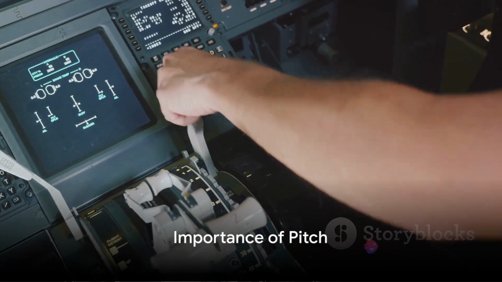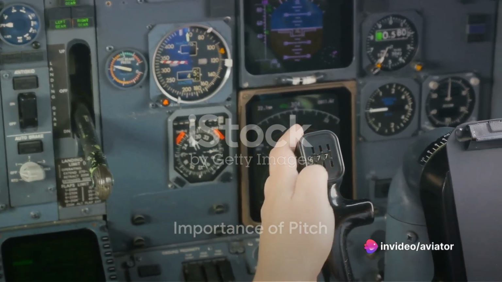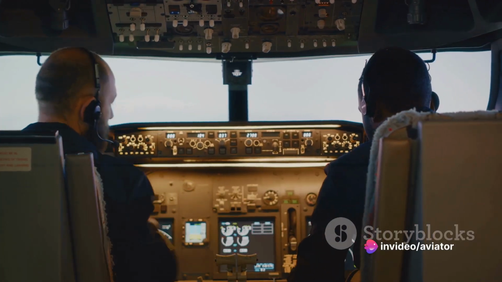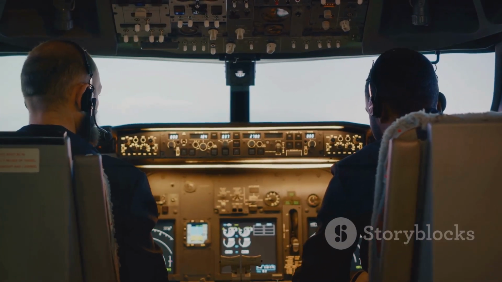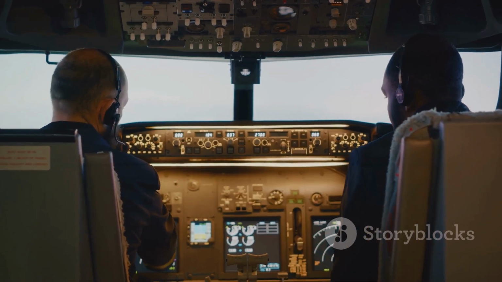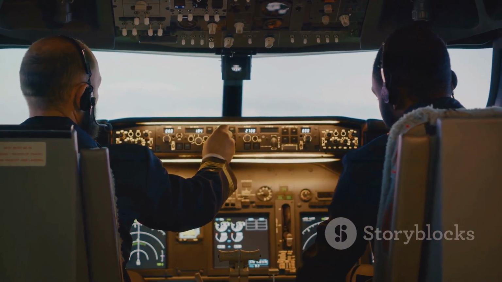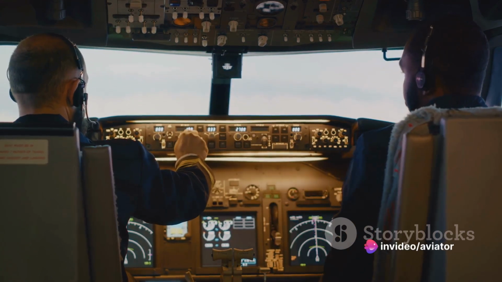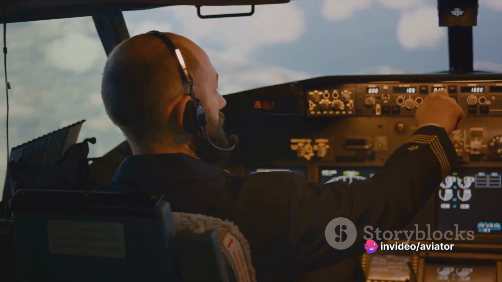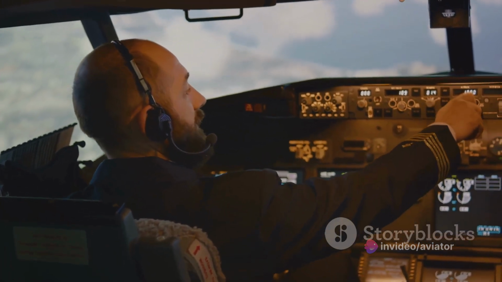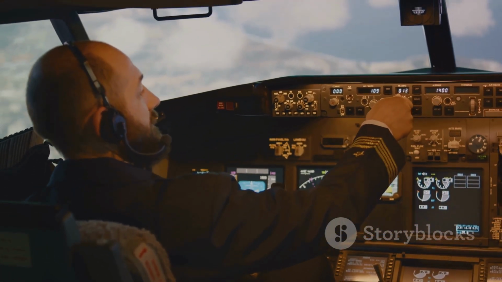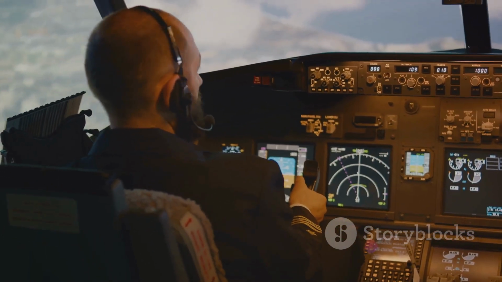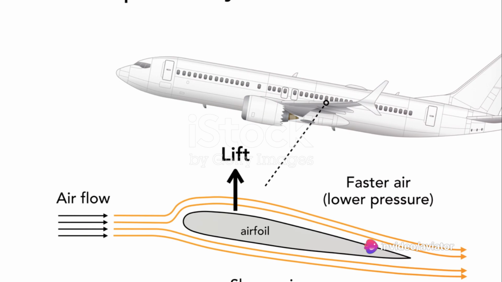But why is pitch so important in aviation, you may wonder? Well, let's dive into the details. The value of proper pitch control in aviation cannot be overstated. It plays a critical role in ensuring stable flight and maintaining the desired altitude. Picture this. You're in a plane cruising at a comfortable 35,000 feet. The pilot adjusts the pitch, and the aircraft maintains this altitude with ease, providing you a smooth, bump-free ride. That's pitch control at work. It's not just about comfort, though.